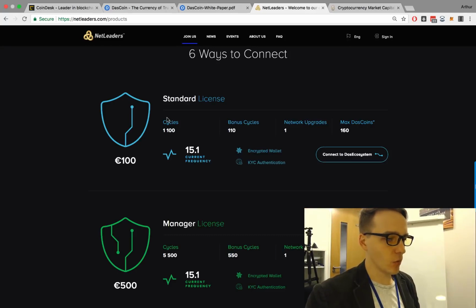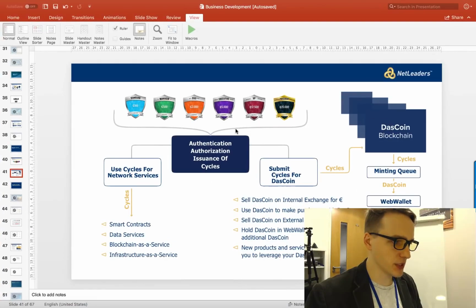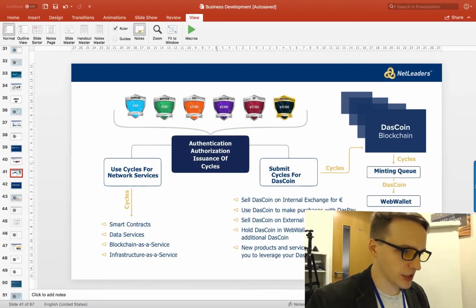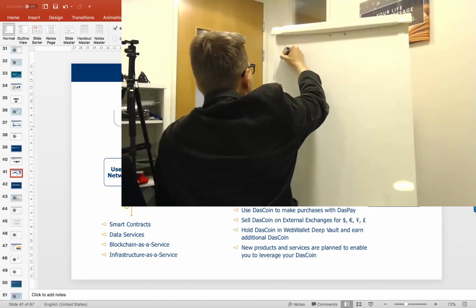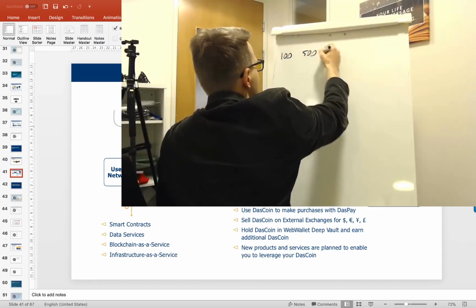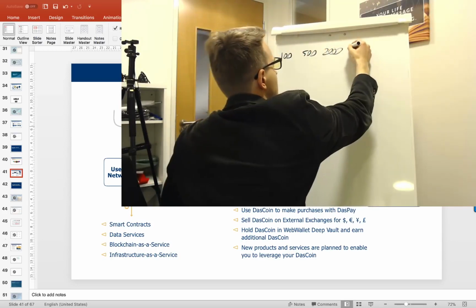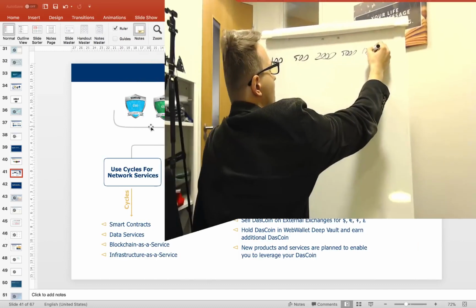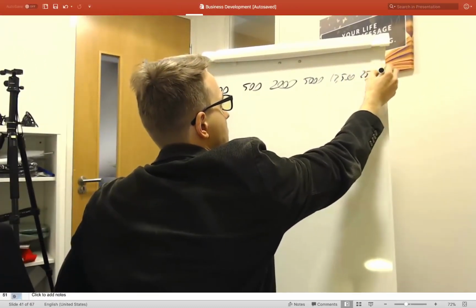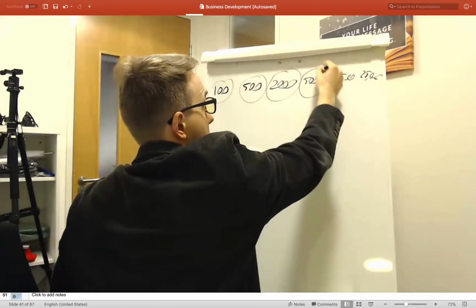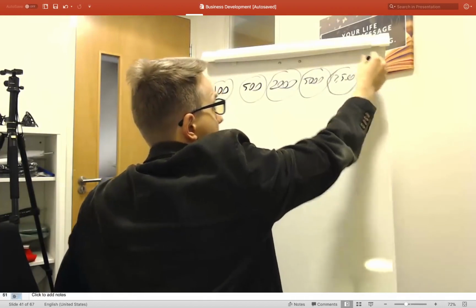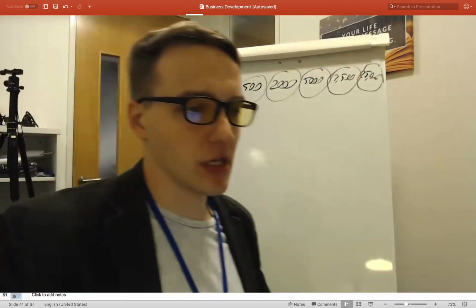And what happens is, when you buy a license, let's switch over onto the official presentation of DasCoin so that you can see. Okay, so there are 6 licenses that you can purchase. As you can see on the screen: 100, 500, 2,000, 5,000, 12,500 or 25,000 license. These are the 6 licenses that you can buy. Doesn't matter which one, you can have multiples of each. That's how you enter into the ecosystem.